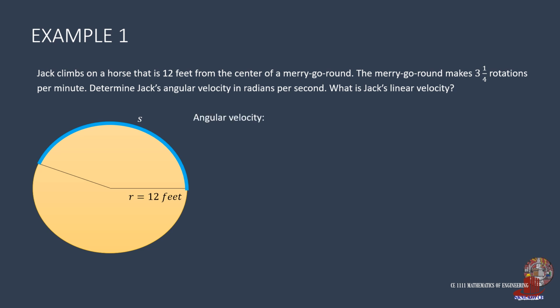To determine the angular velocity, there is a given parameter omega at 3 1/4 rotations per minute. Rotations is the same as revolutions for this concept. So, to keep a standard unit of omega, we multiply the conversion factor of 2 pi is to 1 circle or 1 revolution to cancel out revolutions.